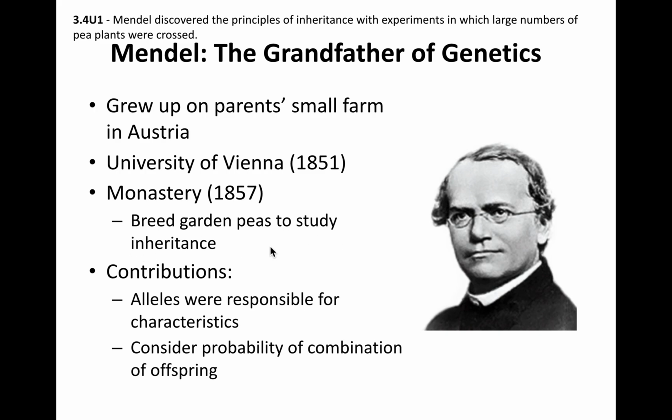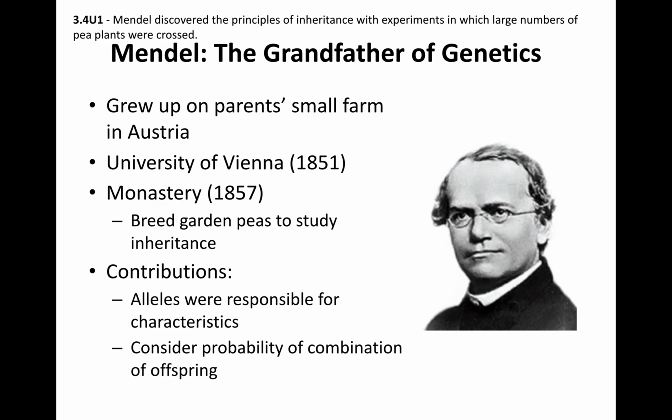And why did he use pea plants? It's because they can grow really fast, and they had some visible traits that made it very easy to identify what was being passed on or not. So some of his main contributions were that he made us understand that alleles were responsible for characteristics that we were seeing or expressing.